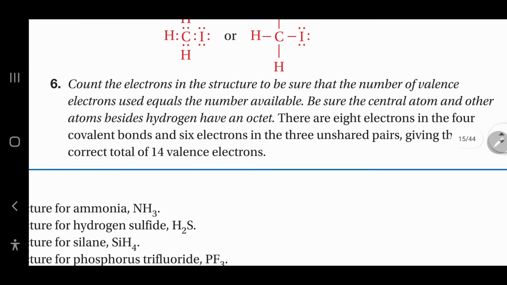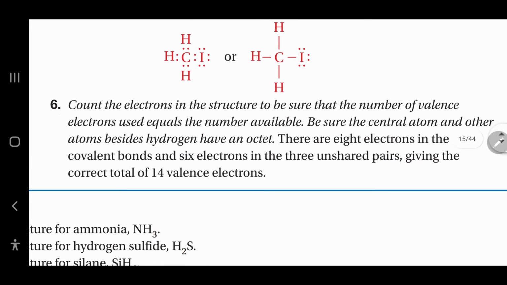Count the electrons in the structure to be sure that the number of valence electrons used is equal to the number of valence electrons available to us. And that's it.